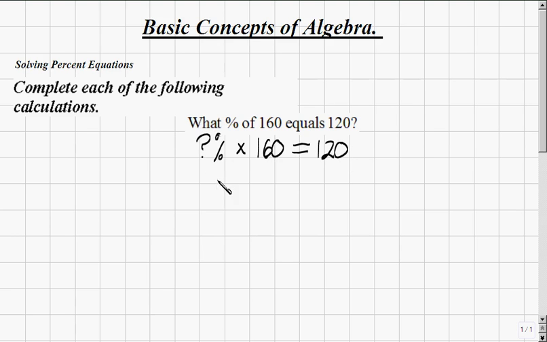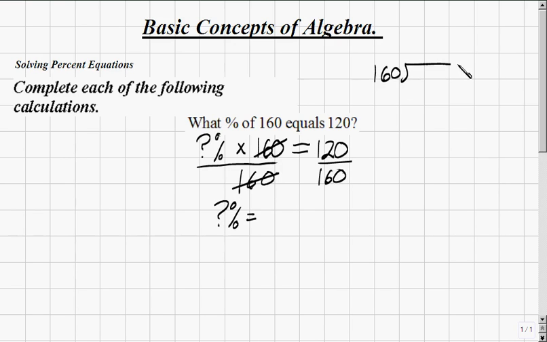To find the percent, we'll divide both sides of this equation by 160. Why 160? Because 160 divided by 160 will cancel, leaving what percent, which is what we're finding. Next, we need to divide 120 by 160. So let's perform that computation.